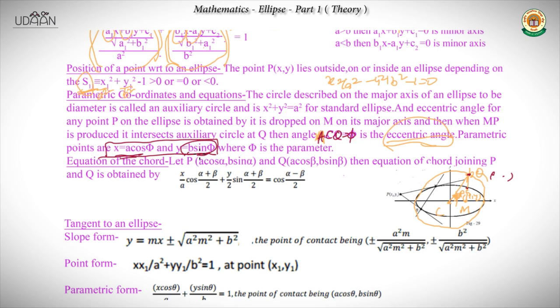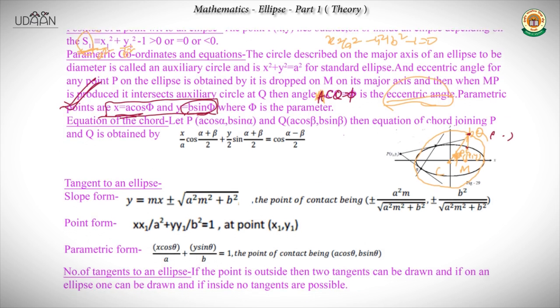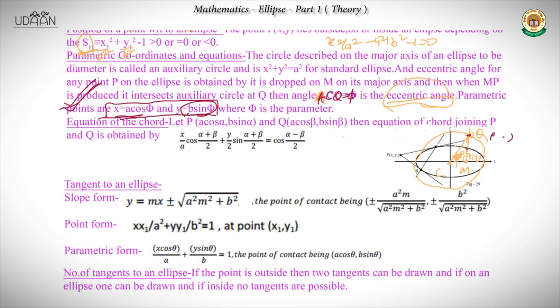Just replace the a by b here because it's an ellipse. The derivation will not be shown here. So these are the parametric points, and you have to remember them. They are very important. In many questions, and in deriving the tangent equation and normal equation, we use the parametric points. So it's very important.